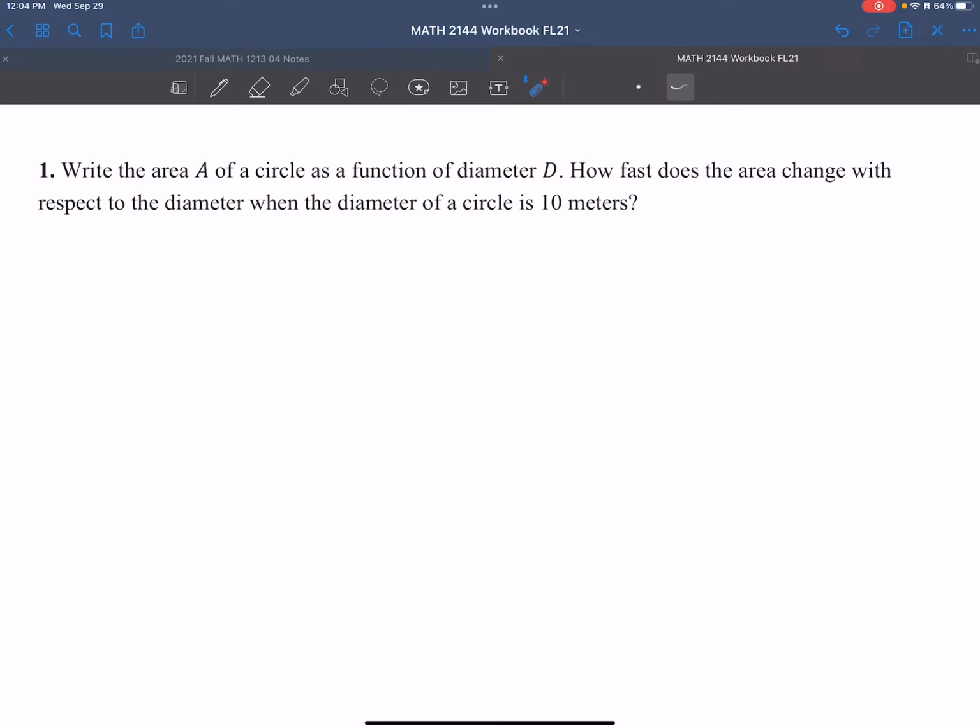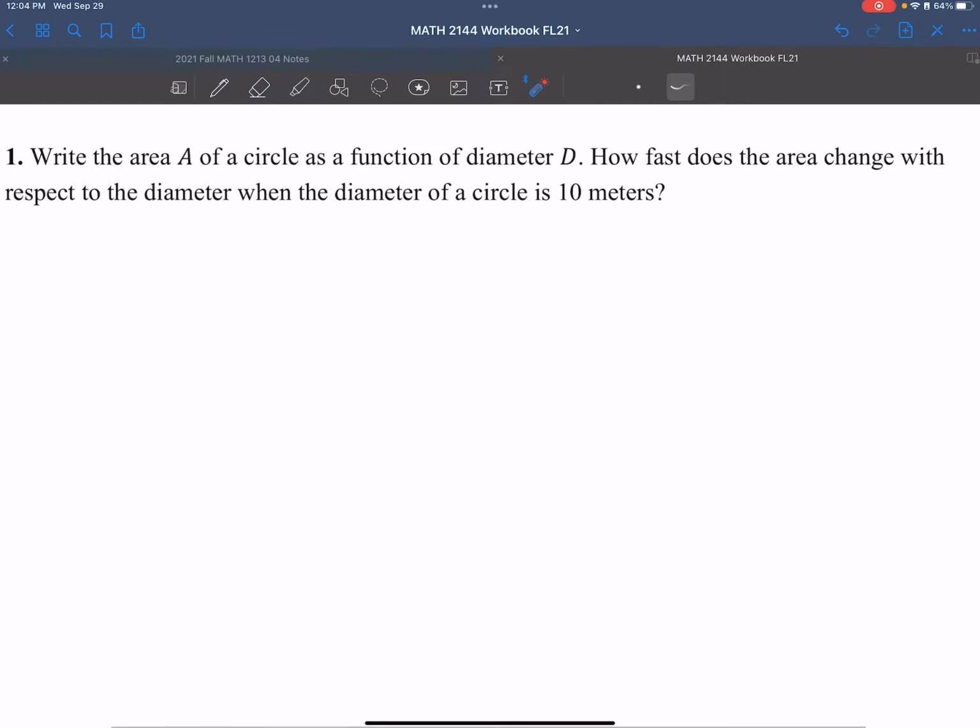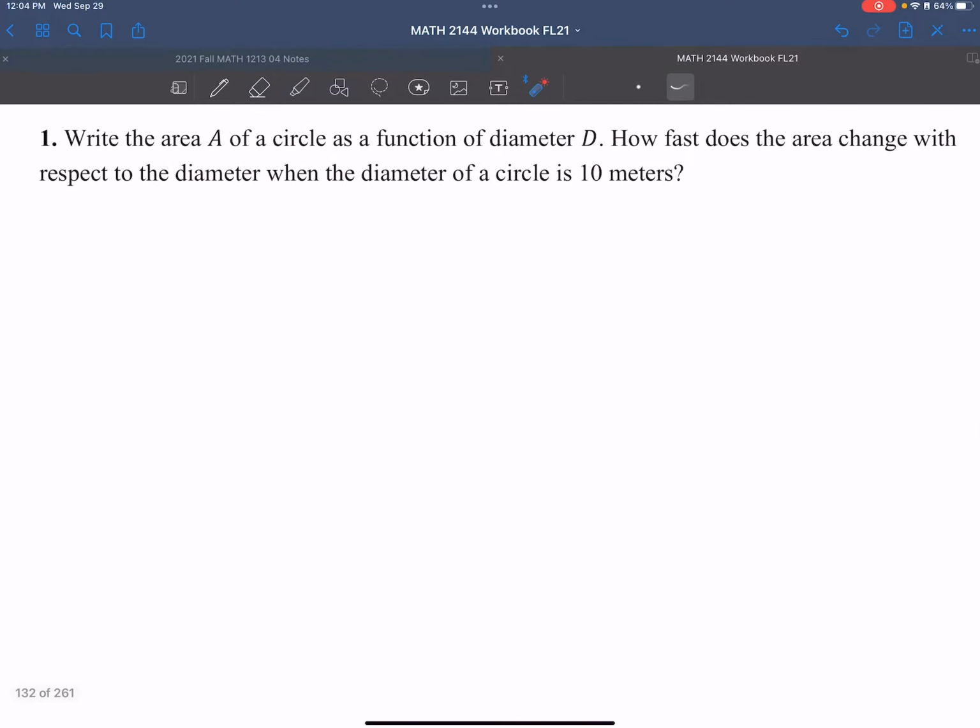This question may feel a little bit like what we talked about at the beginning of the semester in 1.1, where you essentially have some sort of object or some sort of scenario, and you have to go ahead and set up a formula. So let me go ahead and kind of tell you what I'm grabbing onto as I read this. We're asked to write the area of a circle as a function of the diameter. So our first thing is we need some sort of formula right here to relate area and diameter for a circle. Most commonly, we think about this as A equals pi r squared.